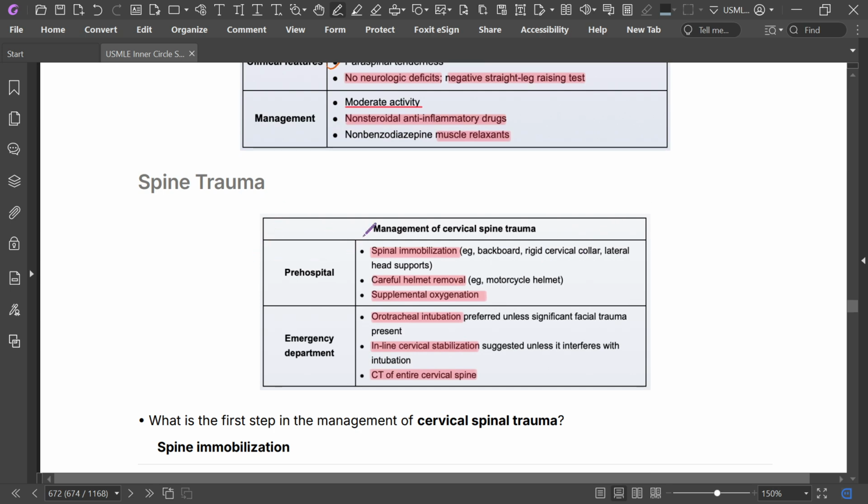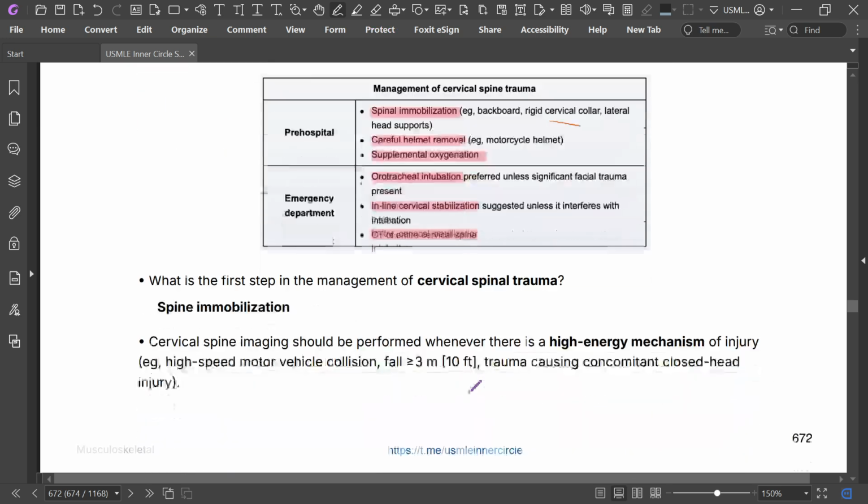Spinal trauma. Pre-hospital: spinal immobilization, backboard, rigid collar, lateral head support, careful helmet removal, and supplemental oxygenation. Emergency department: orotracheal intubation, inline cervical stabilization, CT of the entire cervical spine. What is the first step in cervical spinal trauma?